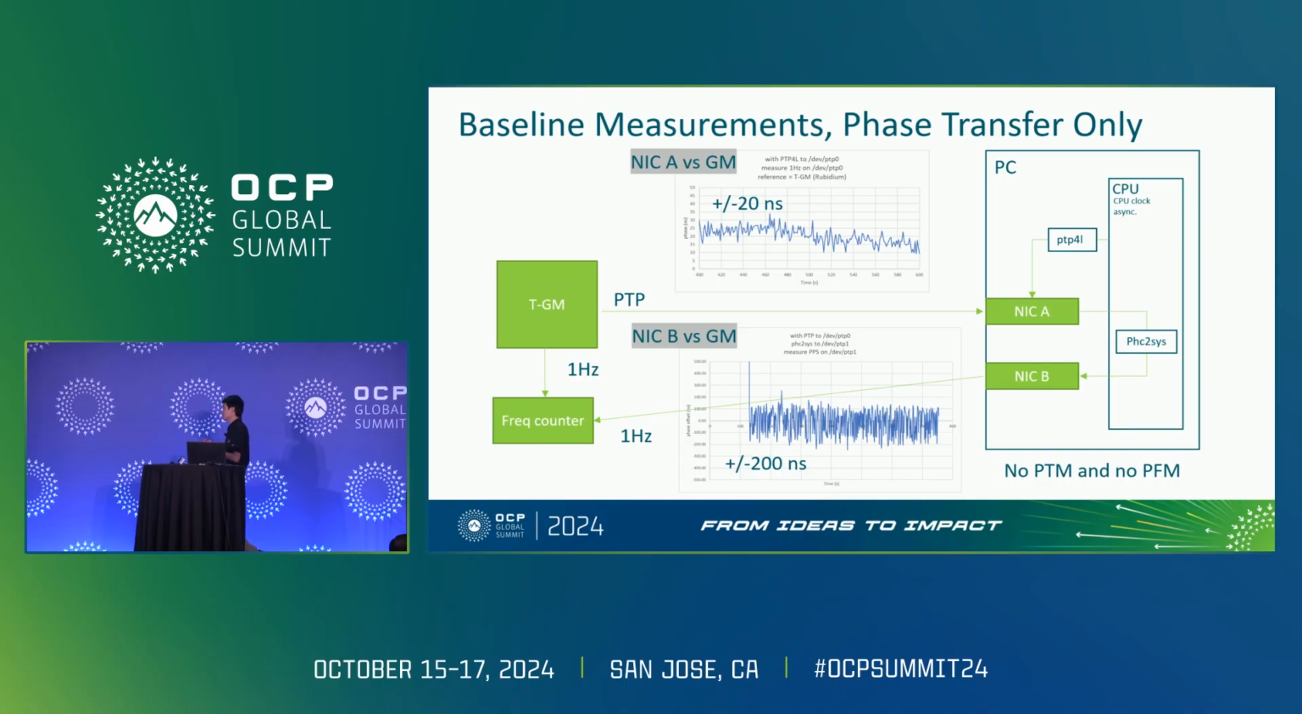So, some baseline measurements. At the top is me running PTP4L, which synchronizes the phase between the grandmaster and your NIC-A. And we see something like, on the GPIO of the Intel Ethernet chip, we've got like 20 nanoseconds of stuff going on. And we're only concerned about the dynamic time error, not the constant time error, which is cables and whatnot. I'm just going to ignore that for now.